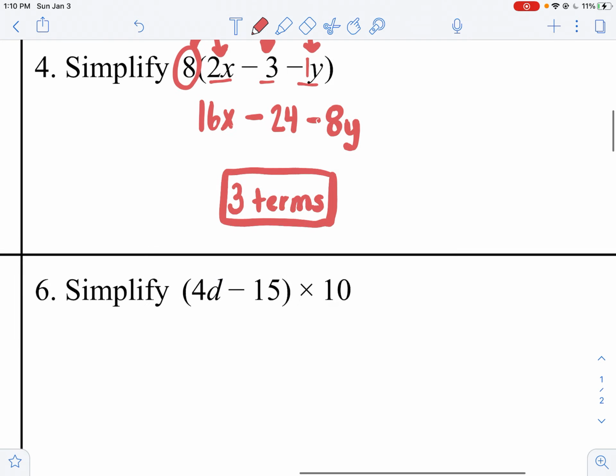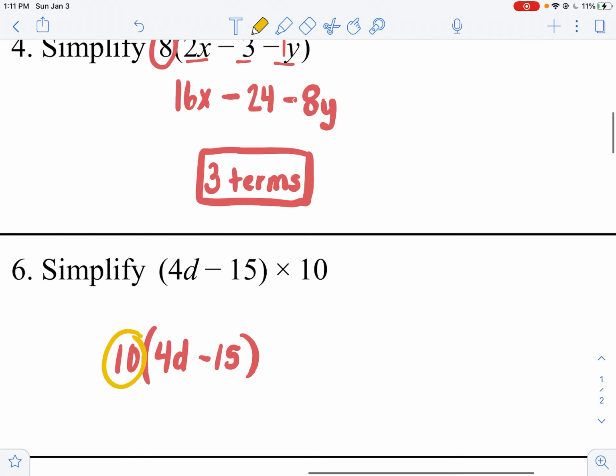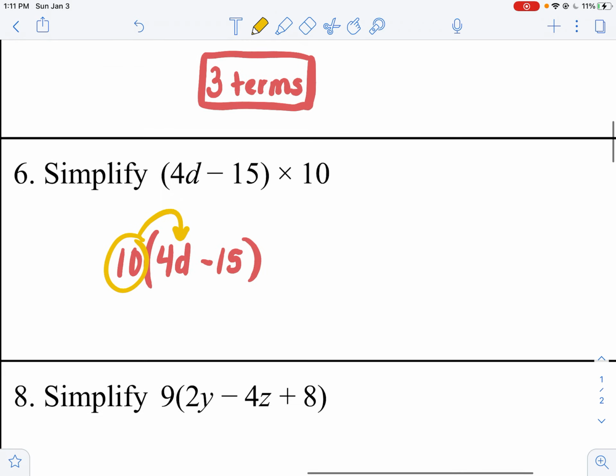Okay? Now let's just look at example 6, because example 6 has the 10 on the other side of the parentheses. It means the same thing, and if it helps your brain, you can actually just put it in front, because this kind of makes a little bit more sense to us. It looks a little bit cleaner, it's a little bit easier to see. Okay, so for this one, we're going to do 10 times 4d, and we multiply our coefficients, so 4 and 10, which is 40d. Then we have our minus sign, and then 10 times 15 is 150.